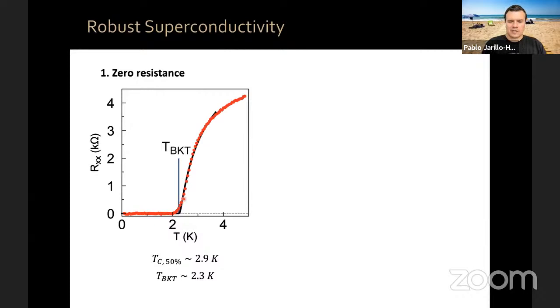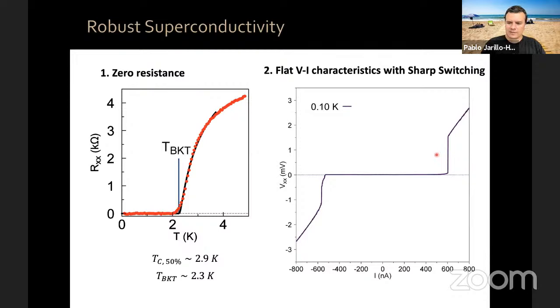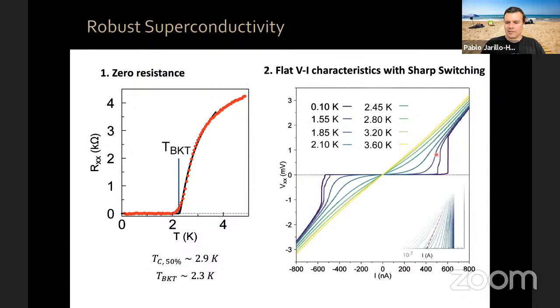TC at 50% normal state resistance, which is very often quoted in these two-dimensional superconductors, is about 2.9 Kelvin. You also want to see flat voltage current characteristics with sharp switching. And indeed, here you go, at base temperature, very flat, sharp switching. You can do this as a function of temperature and do a BKT analysis of the voltage current characteristics and extract the same BKT temperature.